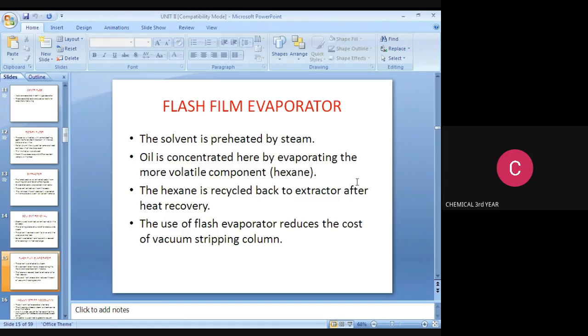Flash evaporator. The solvent is preheated. The solvent is preheated by steam. Oil is concentrated here by evaporating the more volatile component, hexane. The hexane is recycled back to the extractor after heat recovery. The use of flash evaporator reduced the cost of the vacuum stripping column.